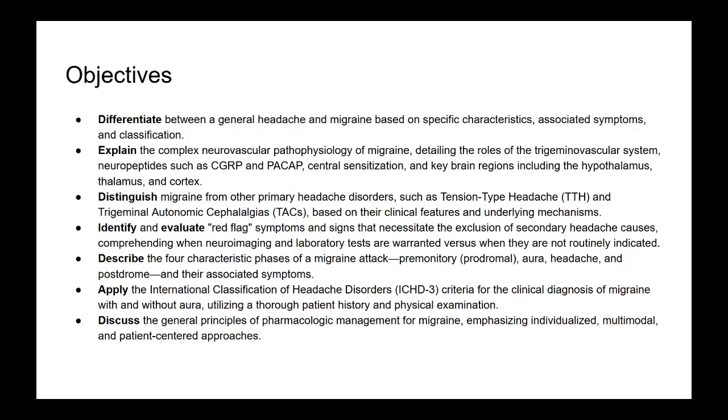To enhance your learning experience and ensure a comprehensive understanding of headache disorders, particularly migraine, the following learning objectives have been developed. Upon completing this material, you should be able to differentiate between a general headache and migraine based on specific characteristics, associated symptoms, and classifications. You will be able to explain the complex neurovascular pathophysiology of migraine, including the roles of the trigeminovascular system, neuropeptides such as calcitonin gene-related peptide and pituitary adenylate cyclase activating polypeptide, as well as central sensitization and key brain regions such as the hypothalamus, thalamus, and cortex.